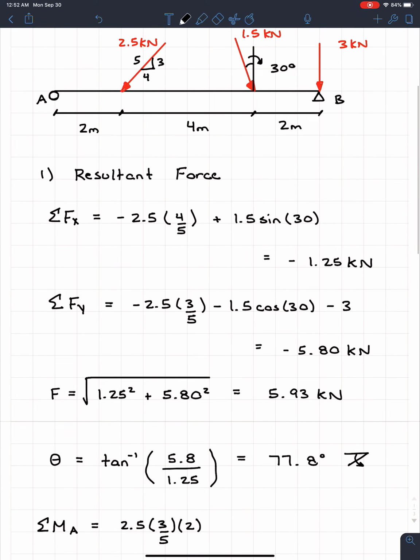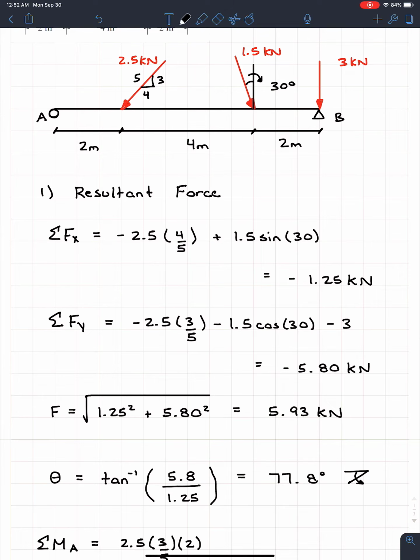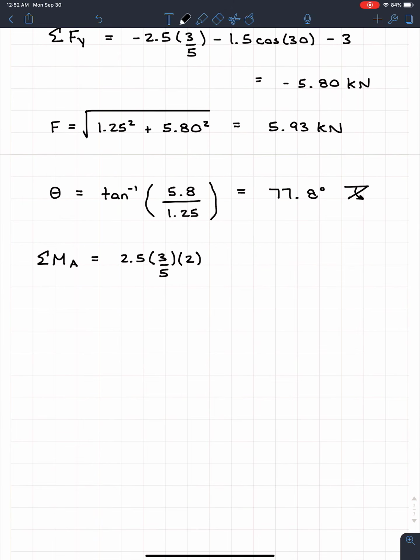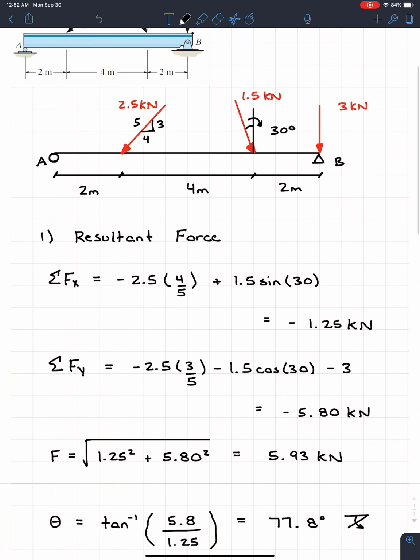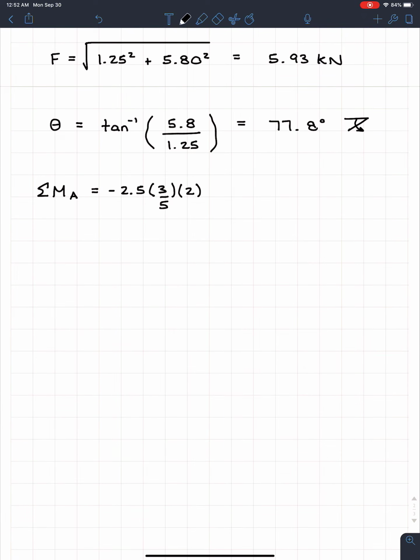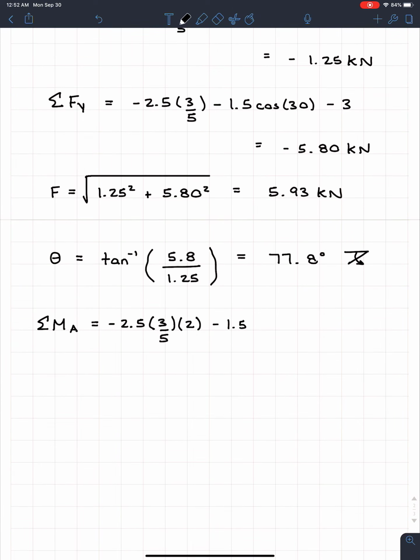The last thing we have to check, of course, is the direction of that moment. If you look at that vertical component, we're going to see that it creates a clockwise rotation about point A. So if it's a clockwise rotation, this is going to be a negative moment. The remaining forces are very similar to the 2.5 in that they also create a clockwise rotation about point A. So for the rest of the moments, we're just going to have negative signs. So it's going to be minus 1.5, and again, we want that vertical component, so it's going to be times cosine of 30, and then times the moment arm.